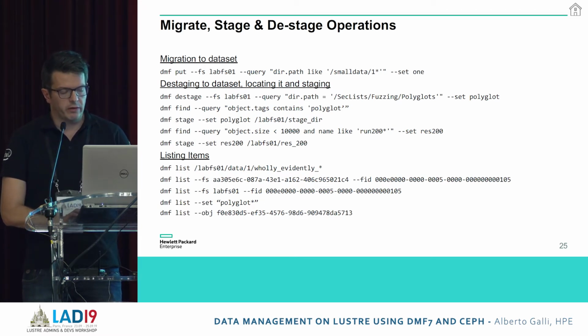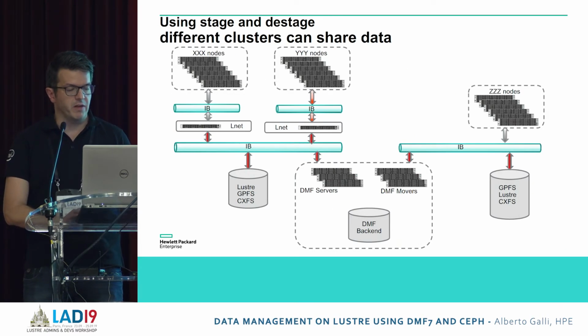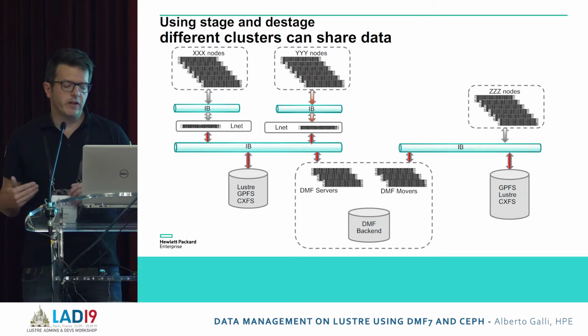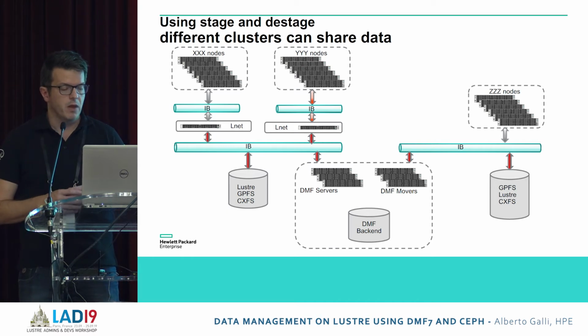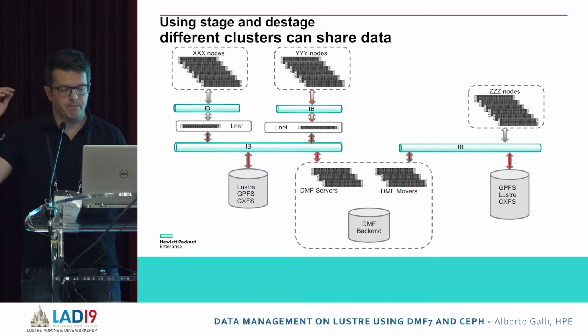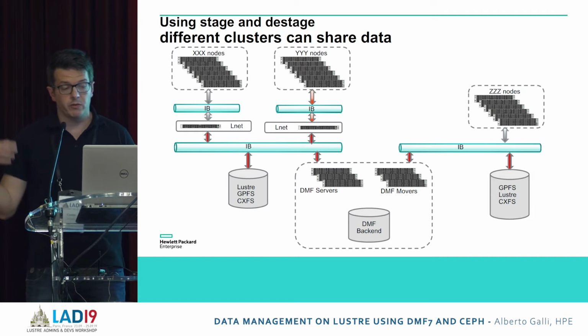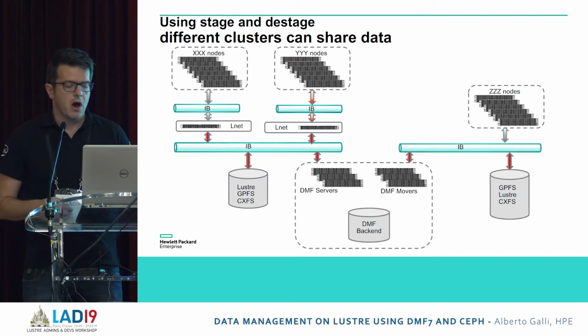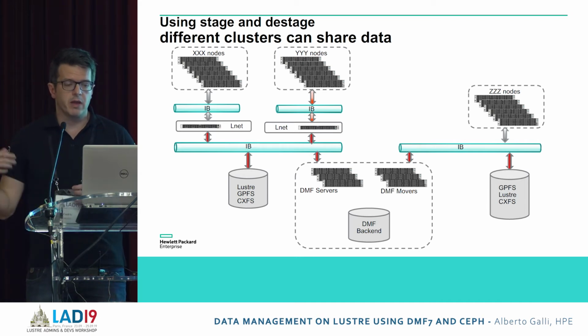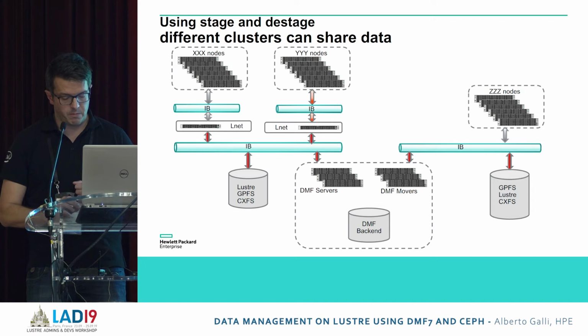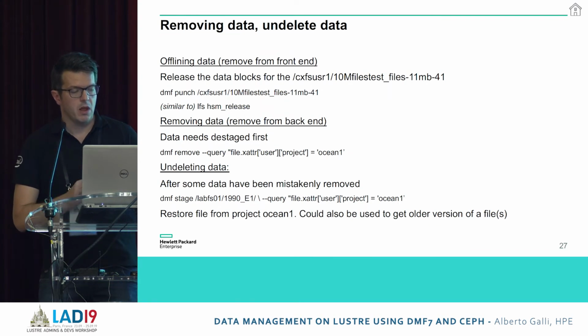Okay, you also can do some search on list items directly from the database. As I said, the staging and destaging mechanism can be used to share data between several front ends. So again, DMF can have several front ends. Could be all Lustre, it could be Lustre and other types of file systems. And the idea with staging and destaging is you could destage some data from one file system and stage it to another one, which might be an interesting workflow for some applications.